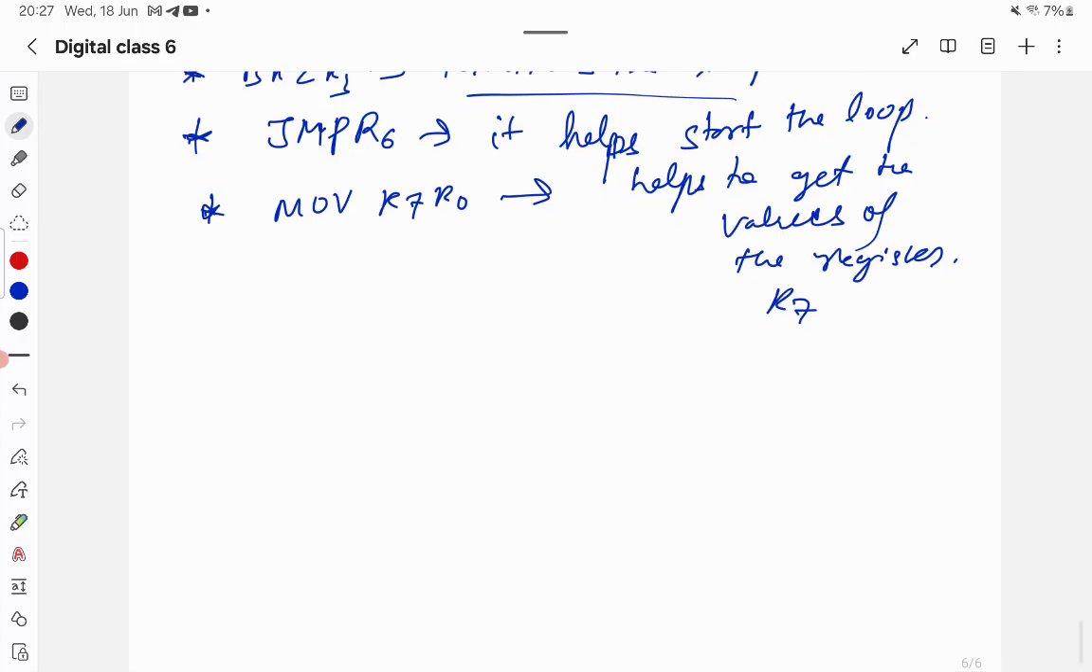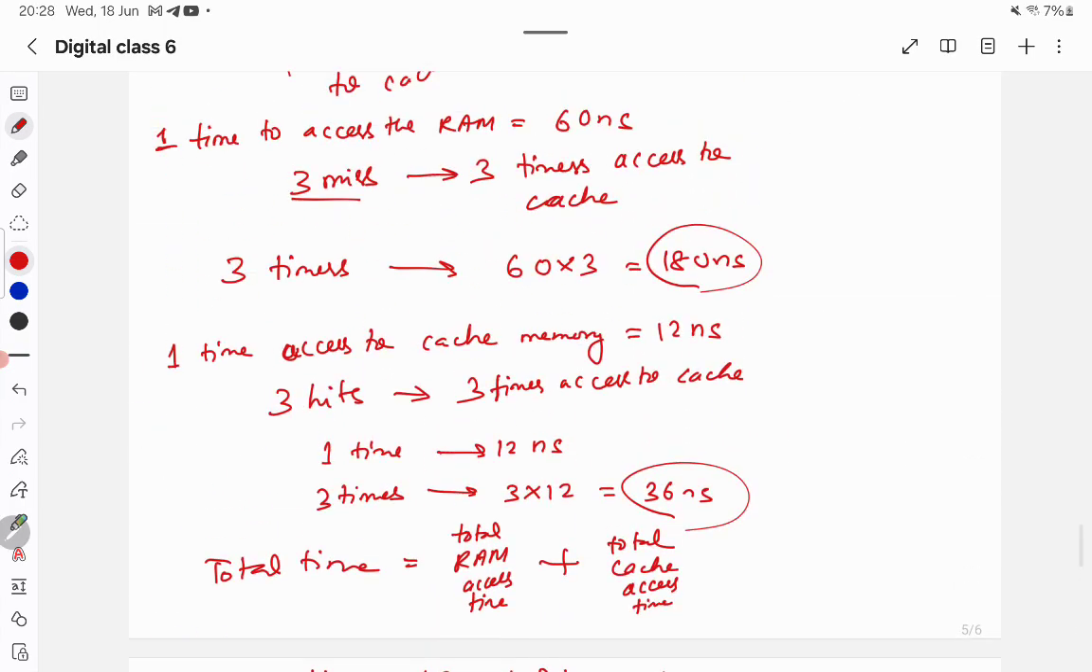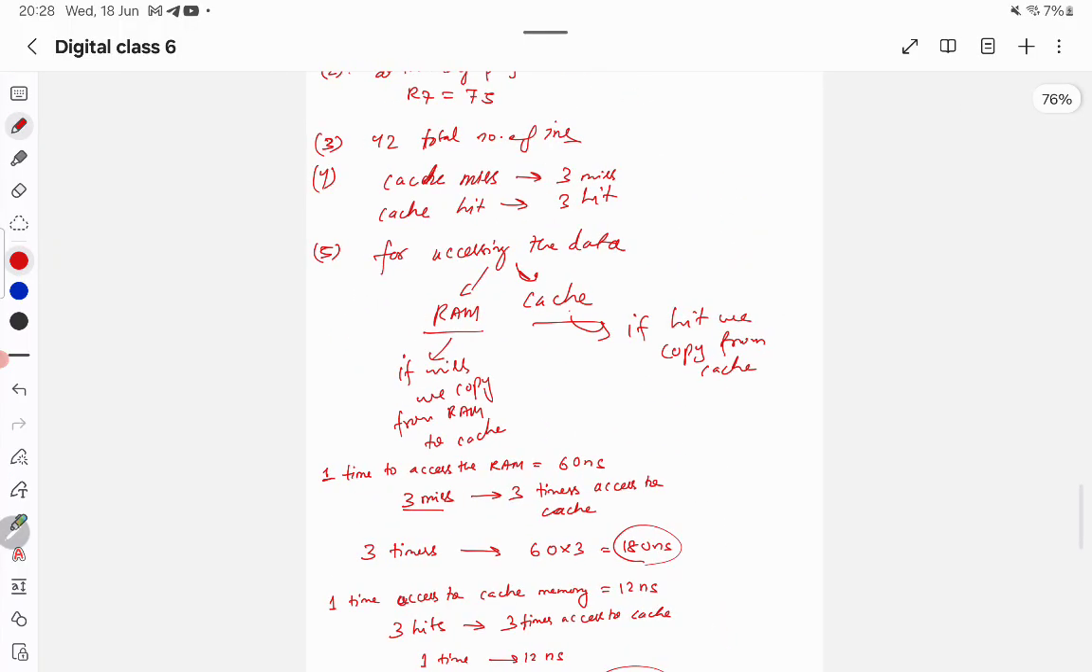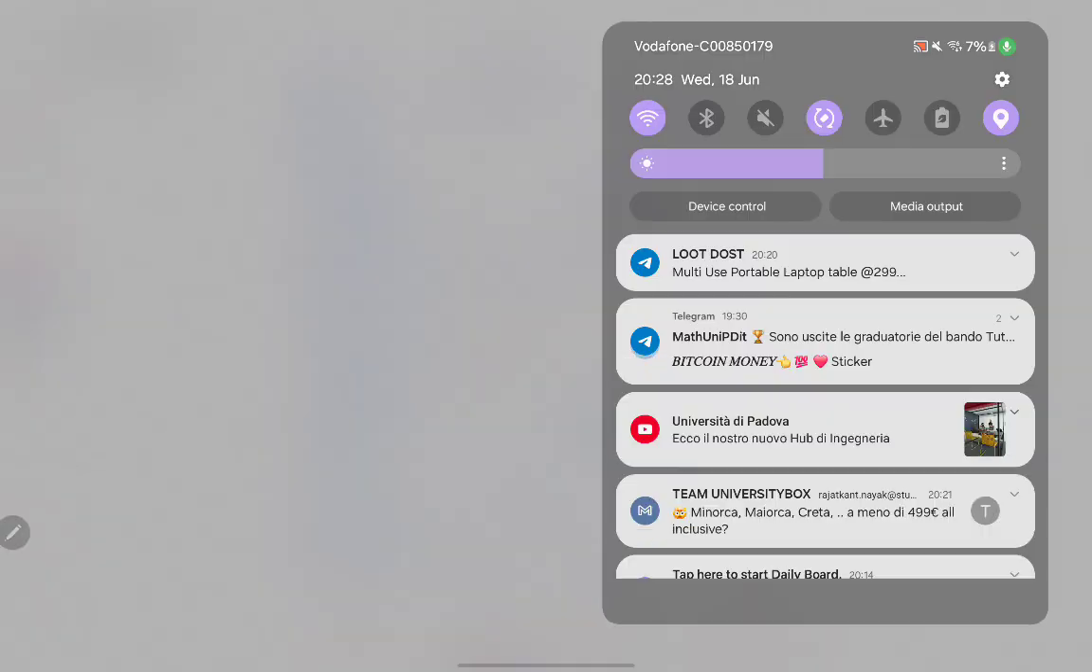Okay, this was the end of the exercise. We did everything. So next class we will do associative mapping. This was direct mapping. We have 2-3 questions. We will do that, but you have to be faster. This class was the first class, so next will be the same thing, there will be only changes. Now my full focus is on digital.